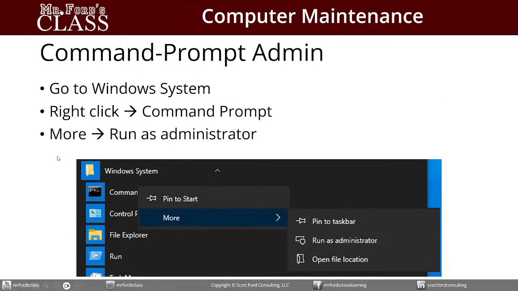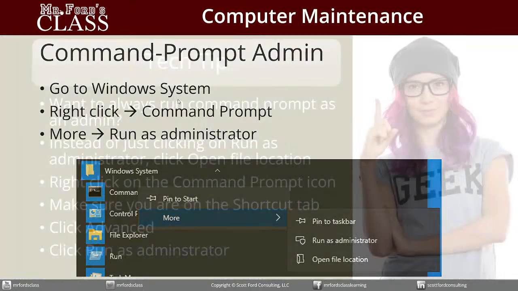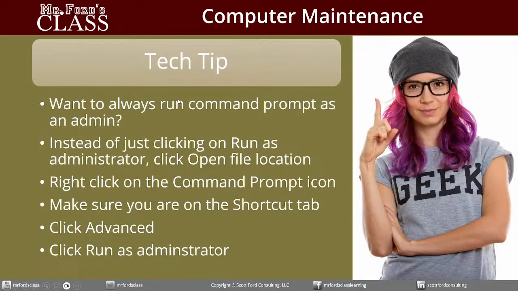Here's how you do this in Windows 10. You go to Windows System, you right click on the command prompt, you go to more, and you click run as administrator. You can, however, change this so you don't have to keep going back and doing everything like that. Instead, you can right click on the command prompt icon, make sure you're on the shortcut tab, click advanced, and click run as administrator.